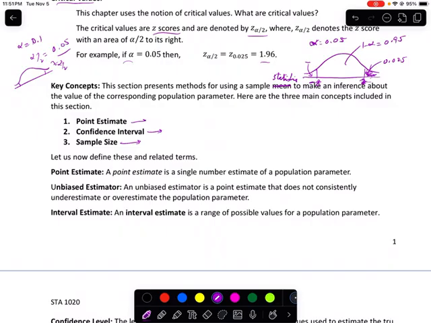Now it has been observed that X bar is an unbiased estimator of mu, and similarly P hat is an unbiased estimator of P. So what is X bar? That is the average or the mean of a sample, and what is mu? That is the mean of the population.